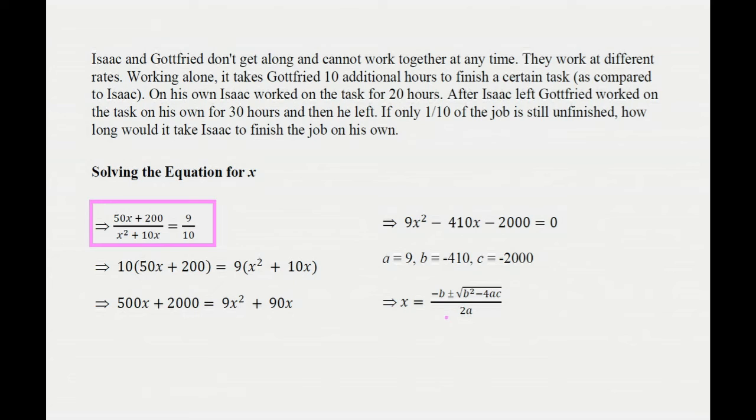I'm going to use the quadratic formula to solve for x. In this equation, a is the coefficient of x squared, which turns out to be 9. B is the coefficient of x, which turns out to be negative 410. C is the constant, which turns out to be negative 2000. So I'm going to go ahead and find out the value of x on the next slide.